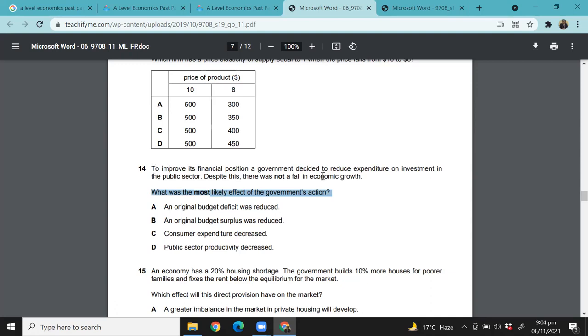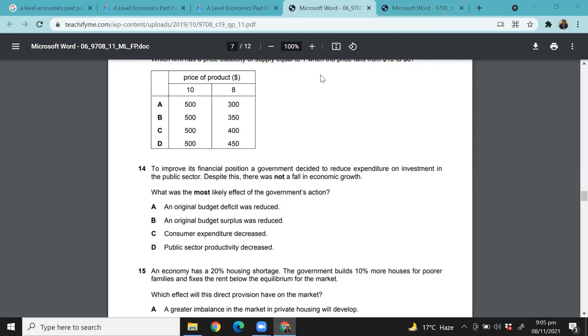Okay, to improve its financial position, a government decided to reduce expenditure on investment in the public sector. Despite this, there was not a fall in economic growth. What was the most likely effect of the government's action? An original budget deficit was reduced. An original budget surplus was reduced. Consumer expenditure decreased. I think it should be A, right? Yeah, it should be A. Is the answer A?